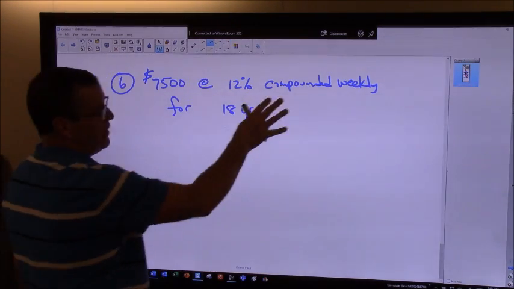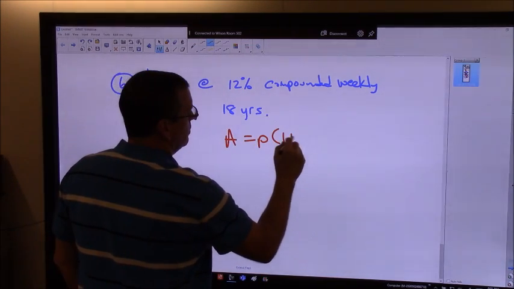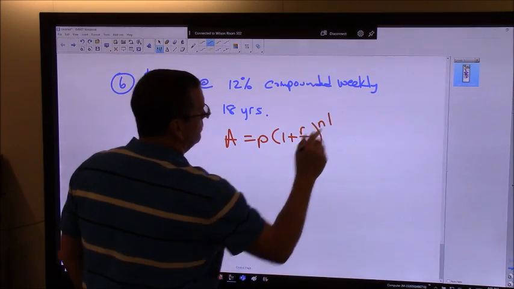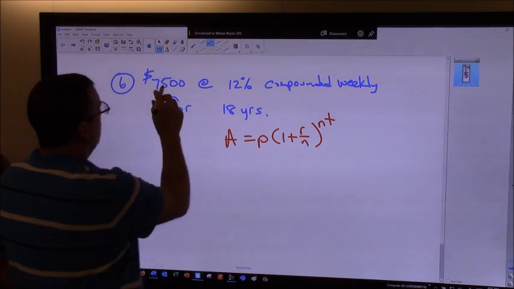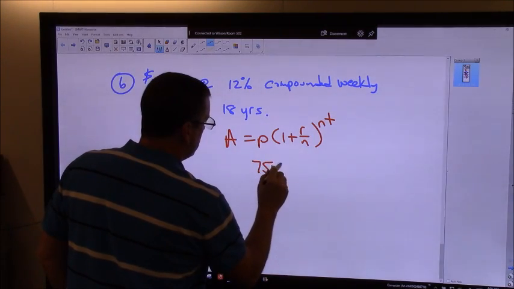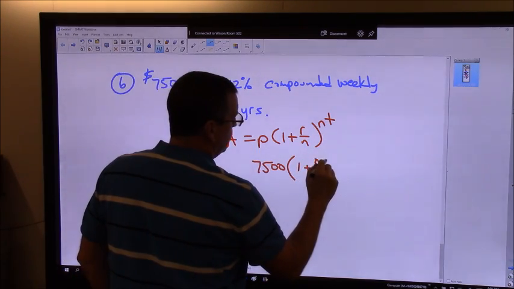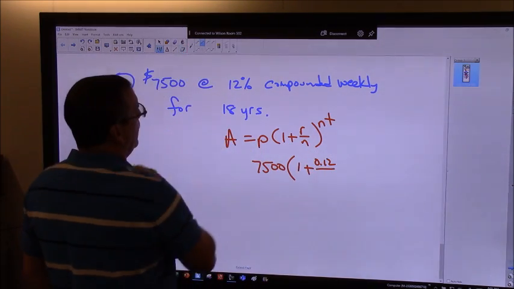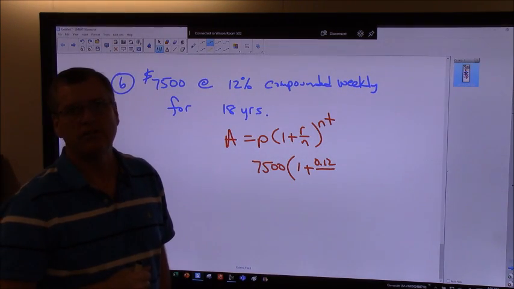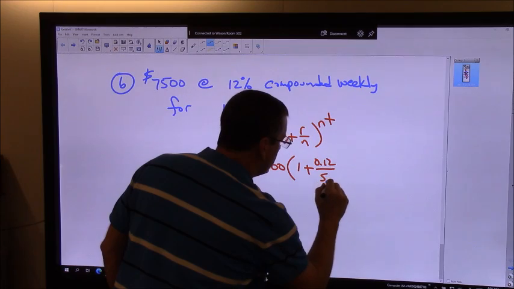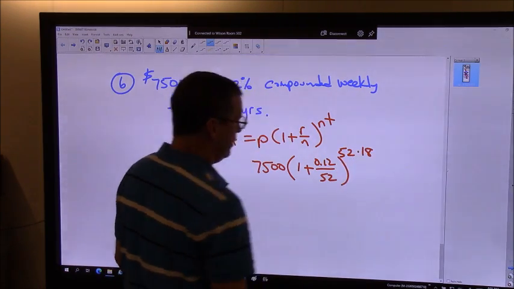All right, so it doesn't say continuously, so that means I'm using this formula. Okay, just write this down every time you use it. You'll have it memorized in no time. All right, so $7,500 times 1 plus 12%, 0.12, divided by weekly. There's 52 weeks in a year, right? So divided by 52, and then raise that to the 52 times 18.